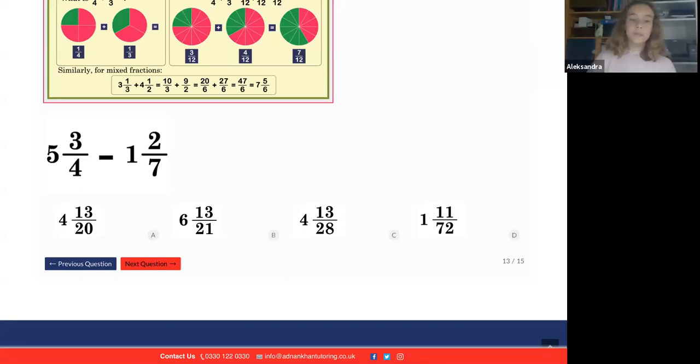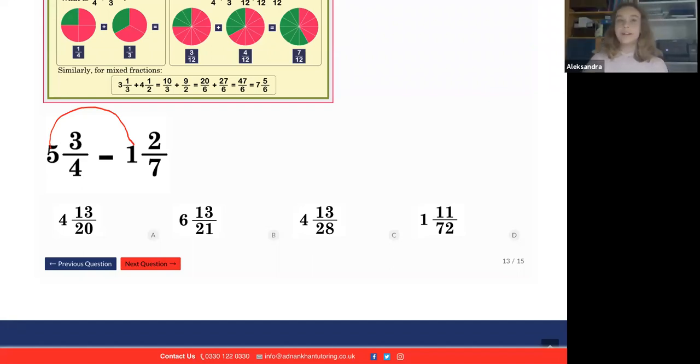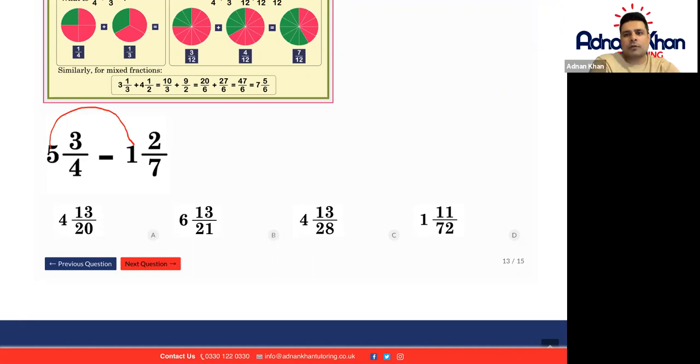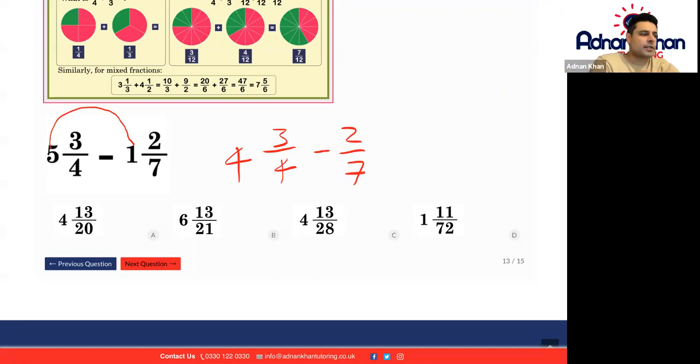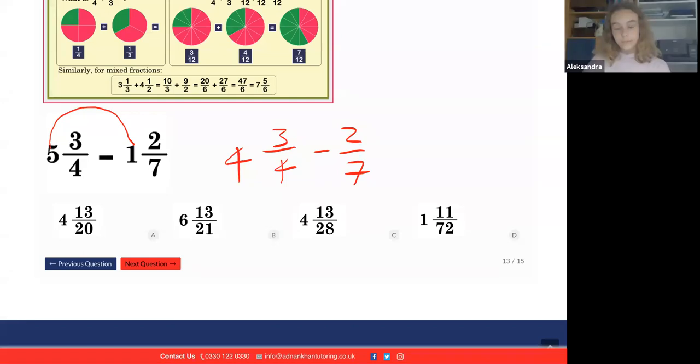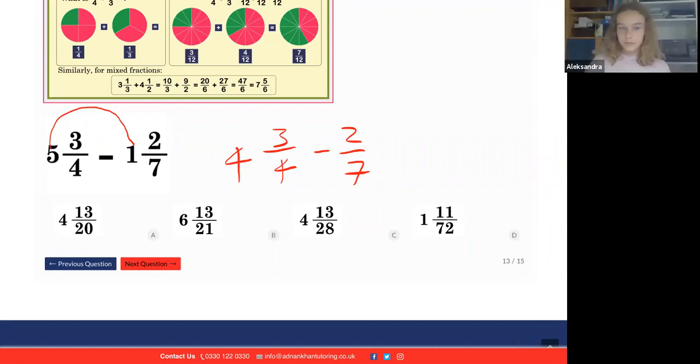Okay, so first I add the whole numbers, which would be 6, and then I do the fractions. You mean you added them or took them away? Yeah, I mean take away, subtract. Subtract, well done. Which method did you use, Alexandra? The diagonal method or just the common denominator method? Yeah, the diagonal. Okay, it's the same one that I'm using.